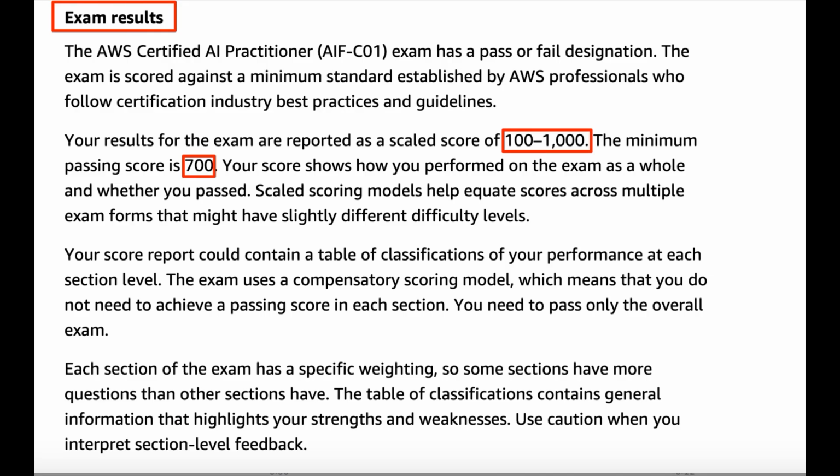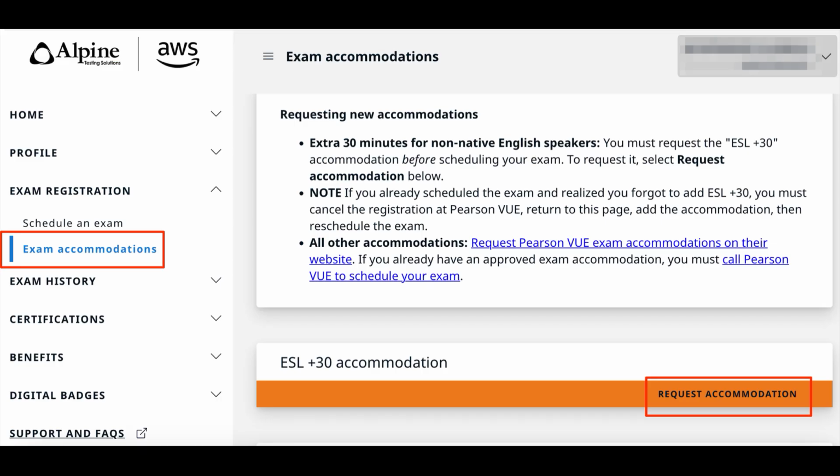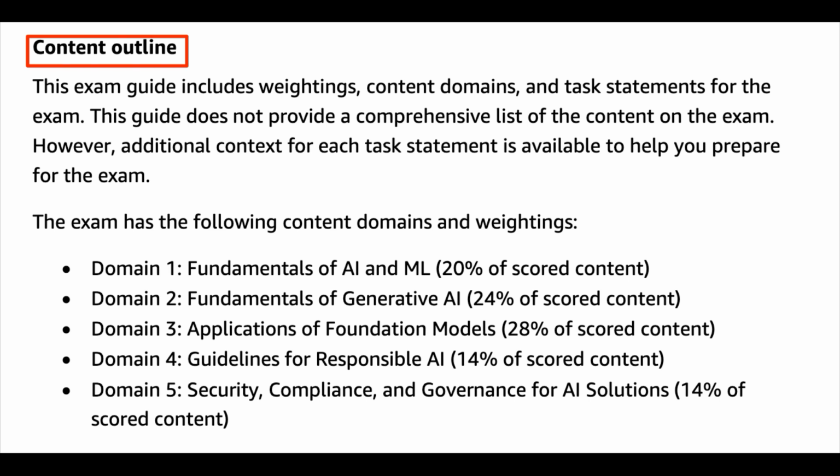The exam will have 65 questions and the total duration for the exam is 90 minutes. However, you can request an additional 30 minutes before scheduling the exam. That means you get around 2 minutes for each question, and that is more than sufficient. Most questions are just 1 or 2 lines only. Total score for the exam is 1000 and the minimum passing score is 700. The exam is structured across 5 domains with a significant focus, 72%, on fundamentals of AI/ML, generative AI, and application of foundation models. The remaining content, 28%, covers responsible AI practices and security and compliance considerations.